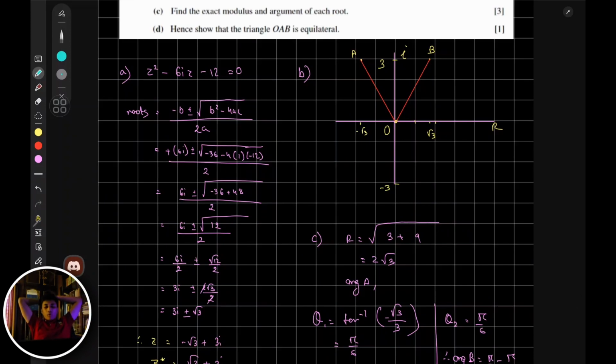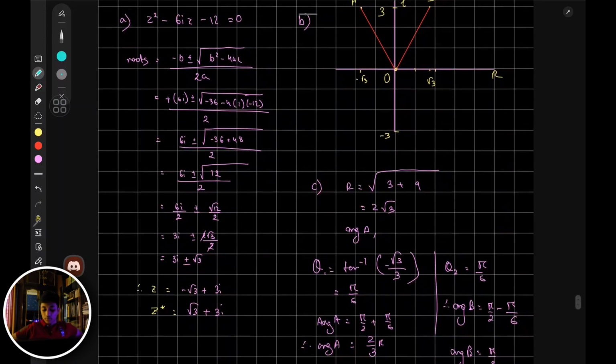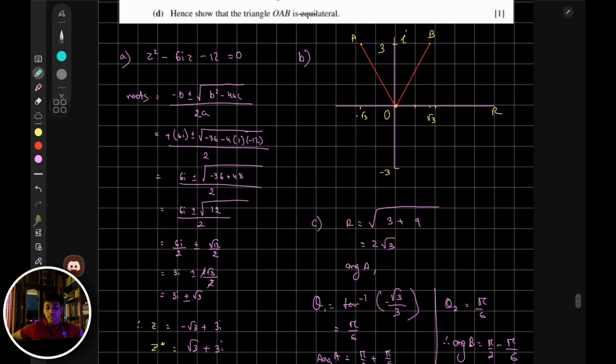Now they're asking you also to find the argument. Now, is the argument for A and B going to be equal? No, it's not going to be equal, because B will make an argument of this and A will make an argument of this. Great. If you know that, now let's move on to the next part, which is asking you to find the argument of B and A. So how do you do that?